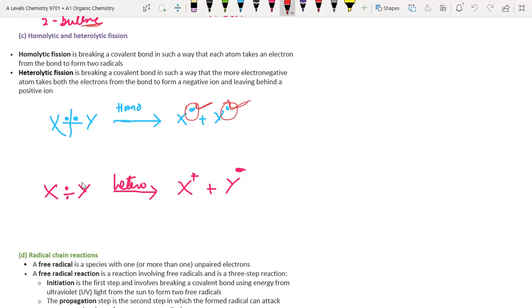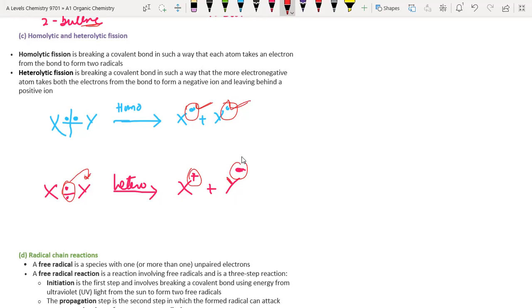In heterolytic fission, the more electronegative element attracts the shared pair of electrons toward itself. Here Y is the more electronegative element, so it will attract both electrons of the shared pair and form a negative ion, and the other will form a positive ion. This is the difference between heterolytic and homolytic fission.